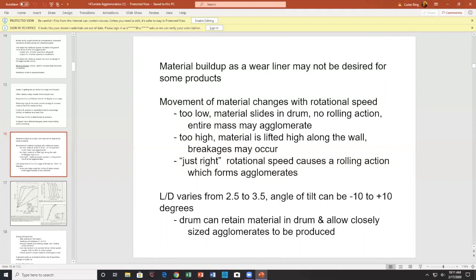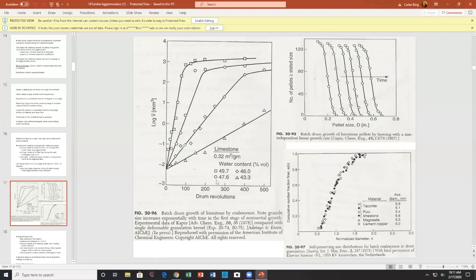Here, the drum revolutions are important, as well as the moisture content. You can see with the lowest moisture content, I tend to grow slowly. At higher moisture contents, I grow much faster and I reach a maximum or an equilibrium where there's growth and breakage going on at the same time. The higher the saturation, the faster the growth is. But then I reach pretty much the same size. I would walk away from this with the idea that moisture content and drum revolutions are the important items.